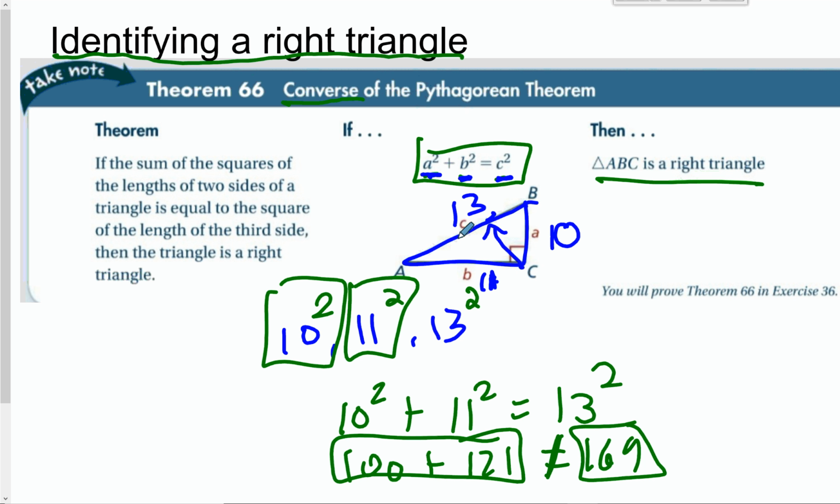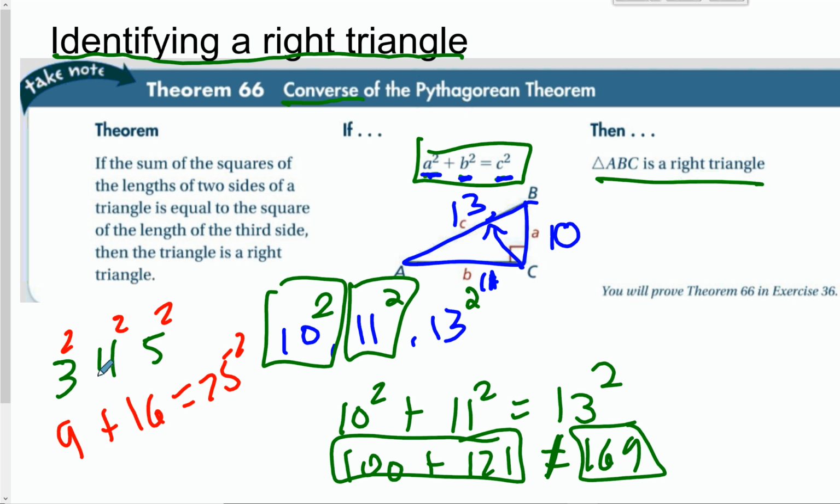But if it does, like a 3, 4, 5, if I square these, I get 9, I get 16, that does equal 25. So that means this triangle is a right triangle. All right? So that's what leads us to identifying a right triangle. So problem number 5 would be that.